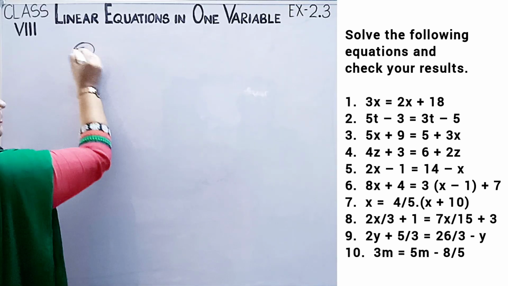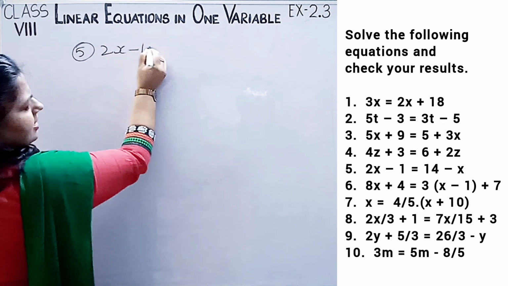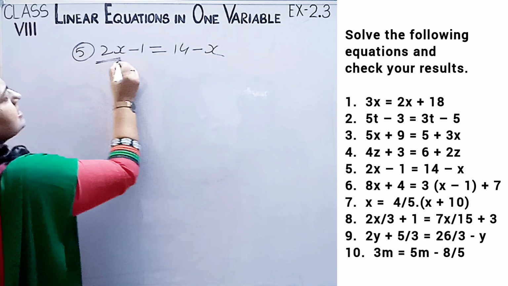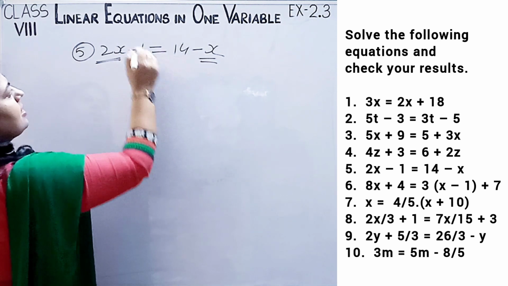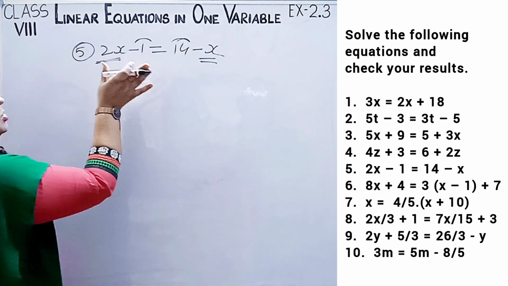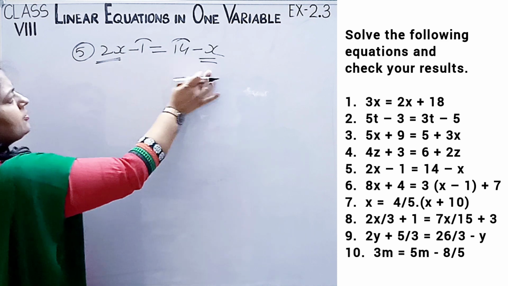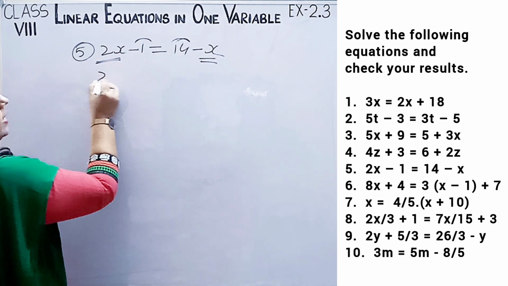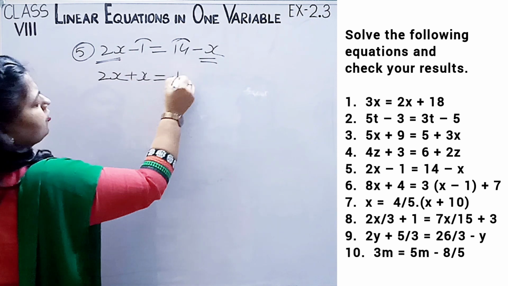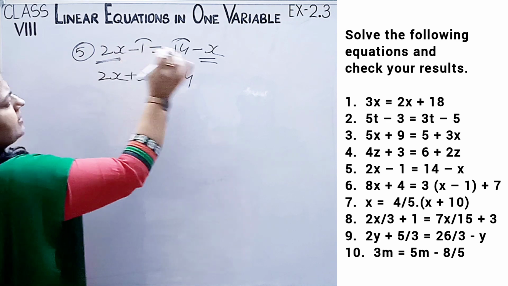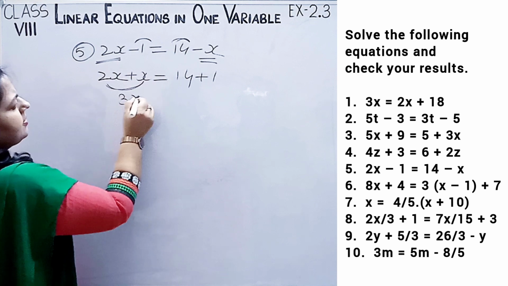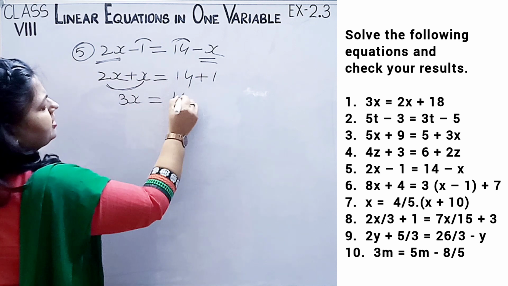Question number 5. 2x minus 1 equal to 14 minus x. Here 2x and x are variables, 1 and 14 are constant. So first step is to separate variables from constant. So 2x minus x will become plus x equal to 14. Minus 1 will become here plus 1. So 2x and x, 3x equal to 14 and 1, 15.